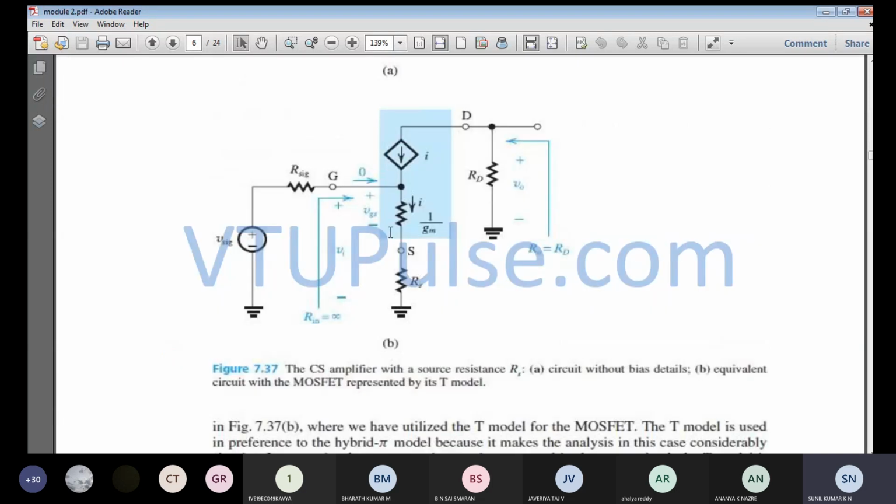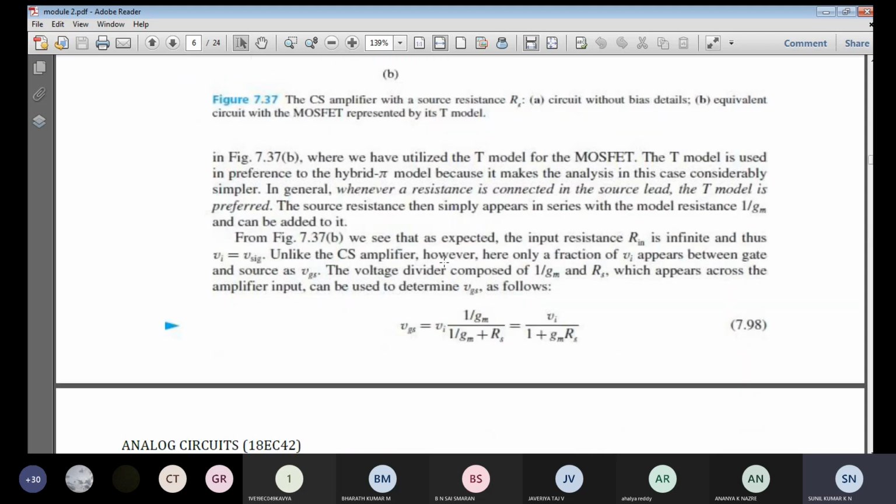Now if I want to find the value of Vgs, what do we do? Vi is the input voltage. So Vi will get divided across Rs as well as 1 over Gm. So the Vi will get potentially divided across 1 over Gm as well as Rs. So Vgs will be equal to Vi into 1 over Gm divided by 1 over Gm plus Rs. So that is the Vgs value.